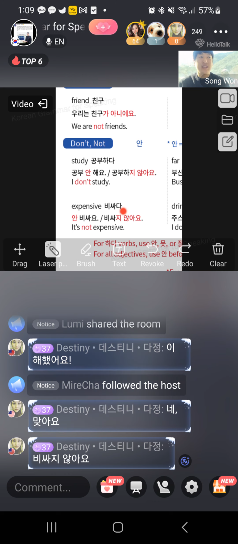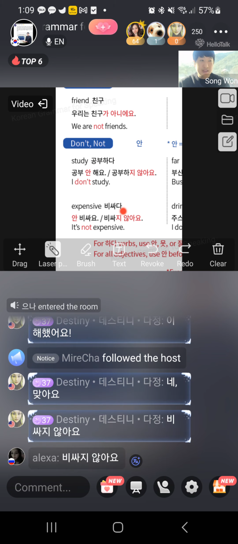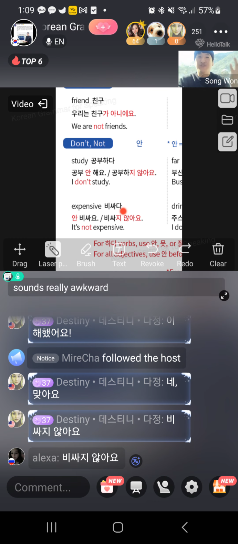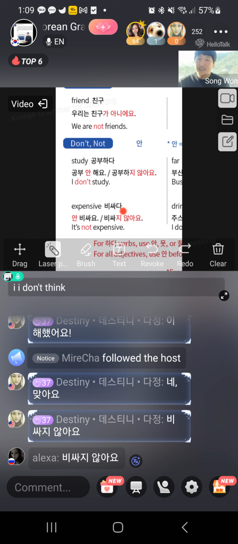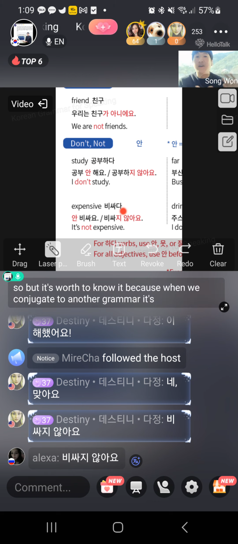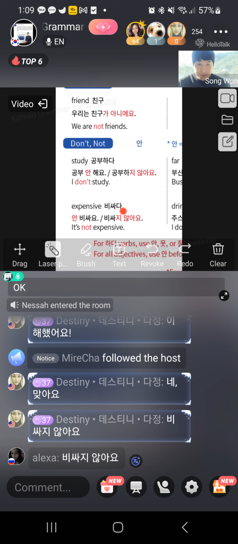But I wouldn't say that's a verbal grammar. It sounds really awkward when I say, for example, to my friends or to my parents, to my people. I don't think I ever say that. But it's worth knowing it because when we conjugate to another grammar, it's going to be useful. So keep that for that. For now, forget it. Okay? Right, Alexa. 비싸지 않아요. Perfect.